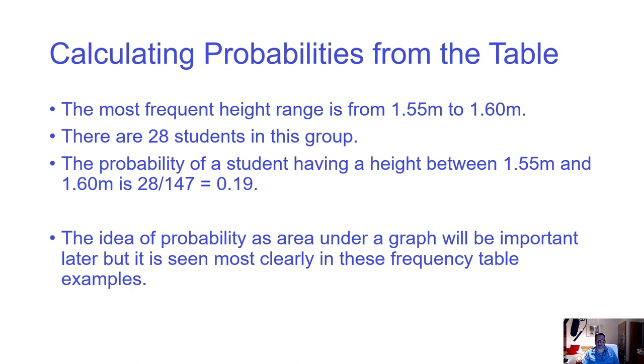Now the most frequent range is the one from 1.55 meters to 1.6 meters. There are 28 students in that group, so the probability of a student having a height between 1 meter 55 centimeters and 1 meter 60 is 28 over 147, which equals 0.19.